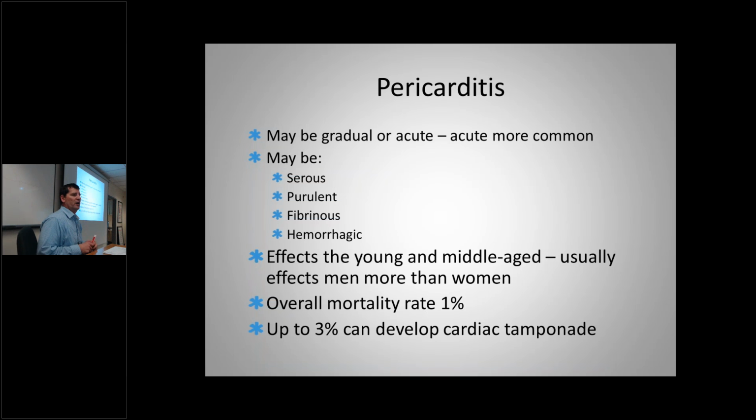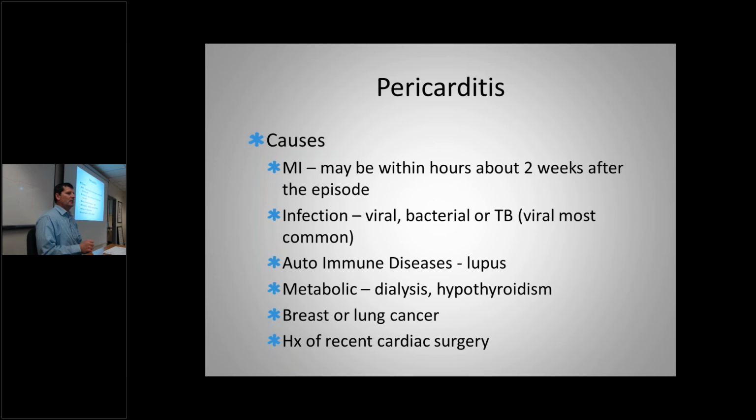When we talk about pericarditis, it can come on as a gradual onset. It can come on acutely. It can come from all these different aspects. It can affect all different ages. I hate when they talk about percentages because there are giant studies, but it can present in different ways. Causes: it can basically happen after an MI. It can come from infections. It can come from different autoimmune diseases.